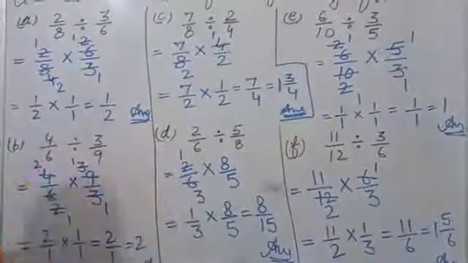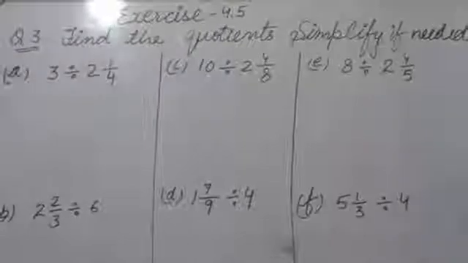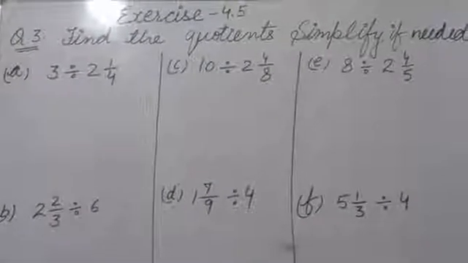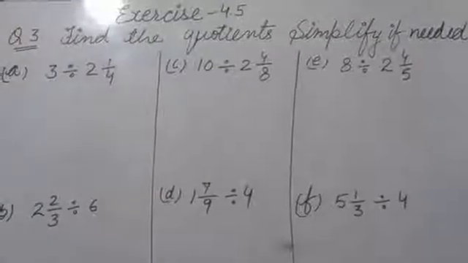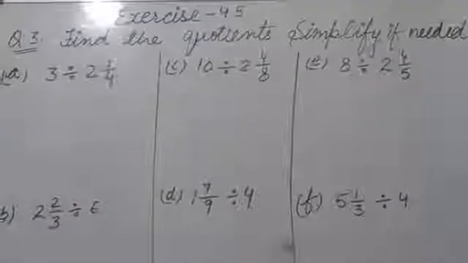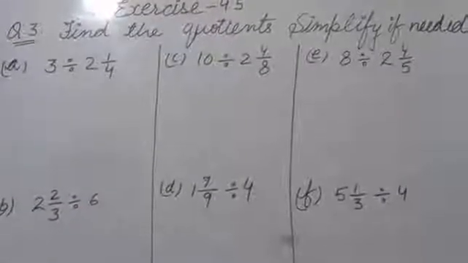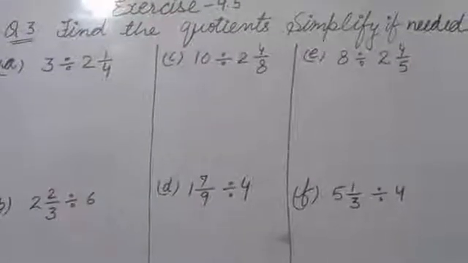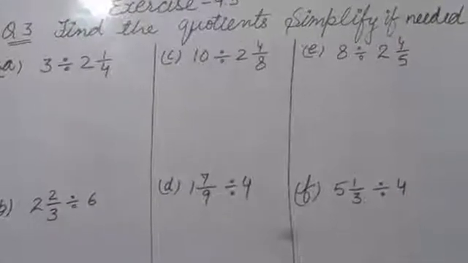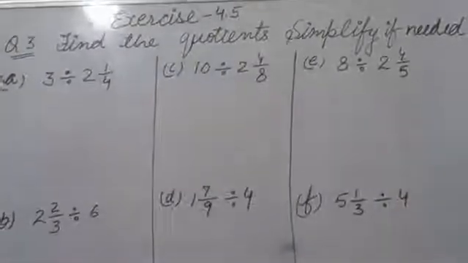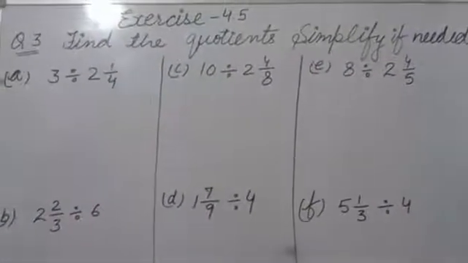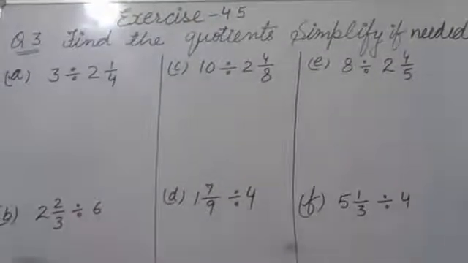Okay. Now after that, question number 3. Find the quotients. Quotients means the answer of division. Okay. And simplify if needed. Simplify if needed means if it is cancelling then we cancel, and if it is an improper fraction then we change it into mixed. That is the simplify. Okay. So the same way, whenever division is there, the process is the same in all. So here is given mixed fraction, so firstly we change it into improper.